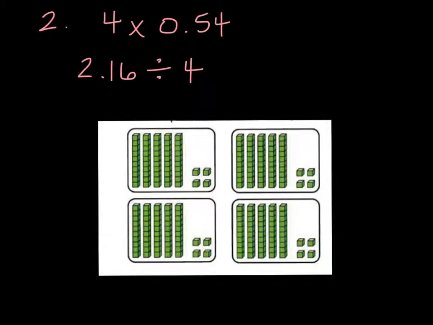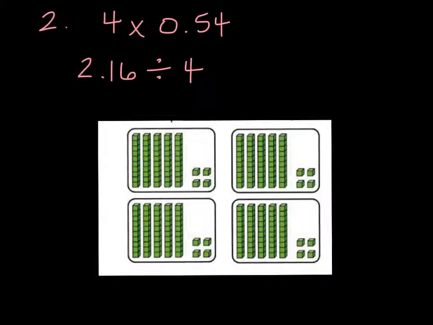Okay, so for number 2, there's several answers to this one. The 2 that come to my mind, just by looking at the picture, I see that there's 4 groupings, and inside each group there's 1, 2, 3, 4, 5 tenths and 4 hundredths. So one of the equations or expressions could be 4 times 0 and 54 hundredths.